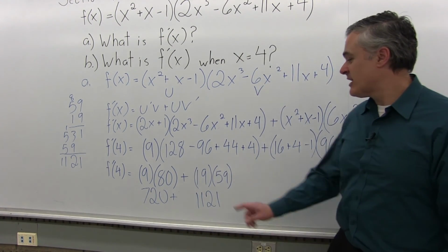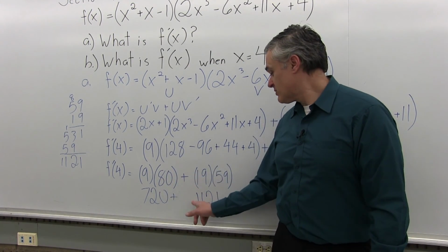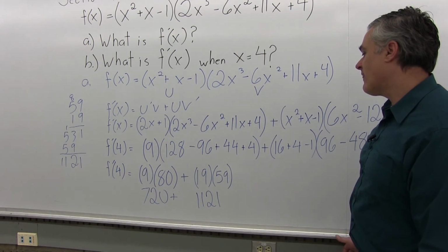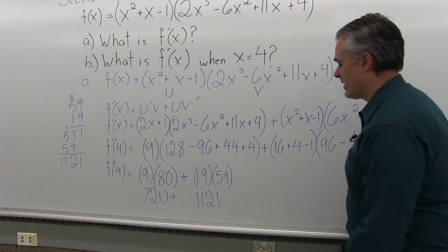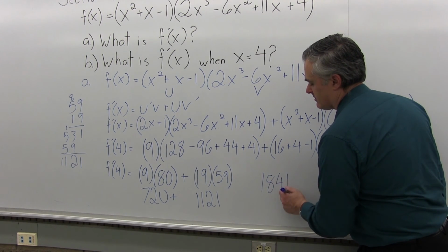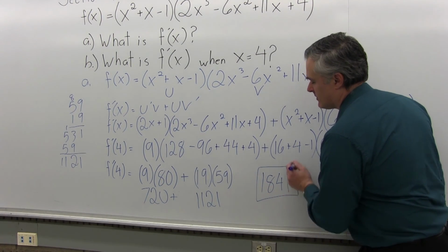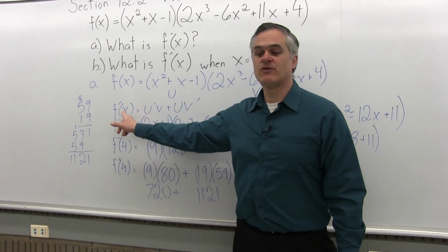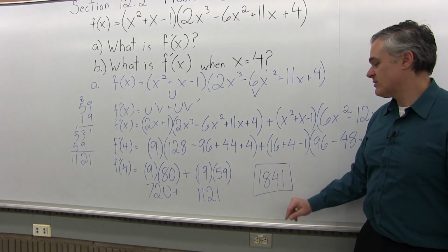So for the final answer, I have to add 720 plus 1,121, and that's going to be 1,841. That's the value of f prime of x when x is 4. It's 1,841.